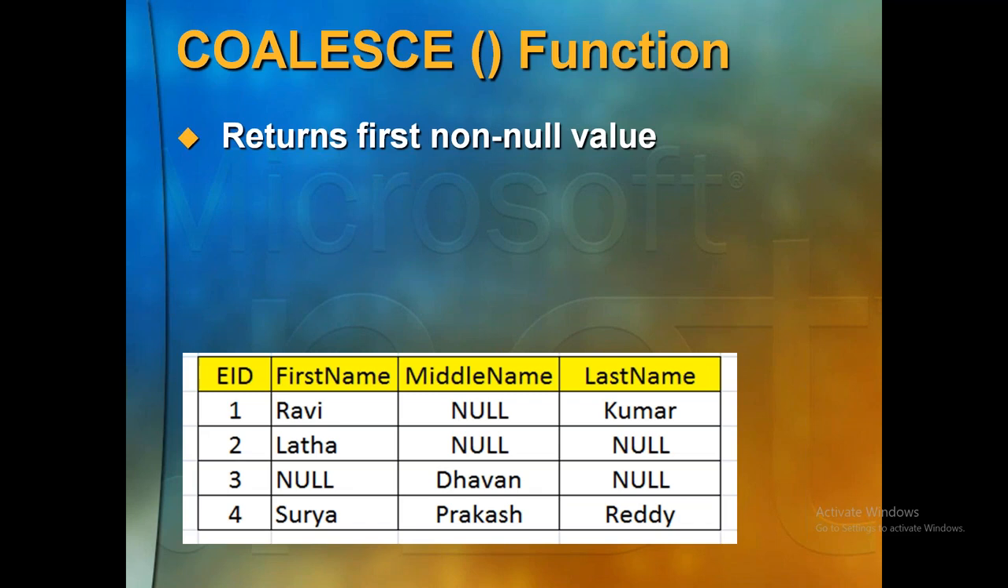Now we have one more function called the Coalesce function. It returns the first non-null value. Okay, the Coalesce function is going to return the first non-null value.